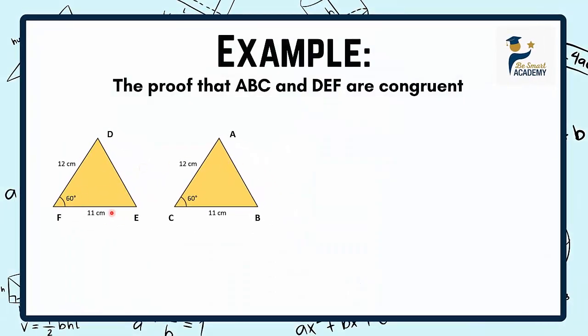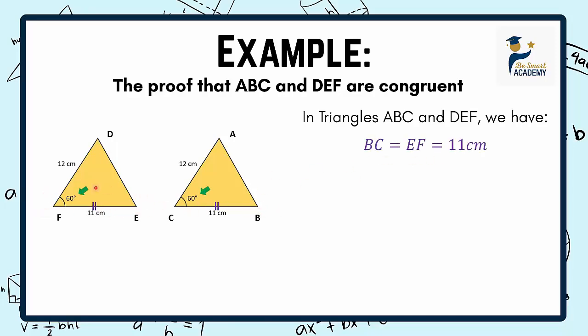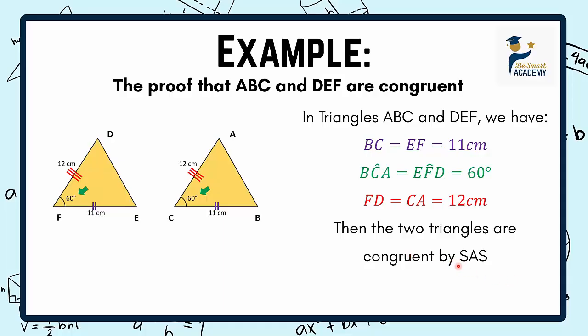Let's write the proof of what we just said. In those two triangles, ACB and DFE, we have CB equals FE, both equal to 11. This angle is 60, which is DFE. This angle is 60, ACB. Notice that to the right is the side, and to the right is also the side. Similarly, the final one, AC and DF are equal, each equals 12 centimeters. Then those two triangles are congruent by side angle side. The order is important.